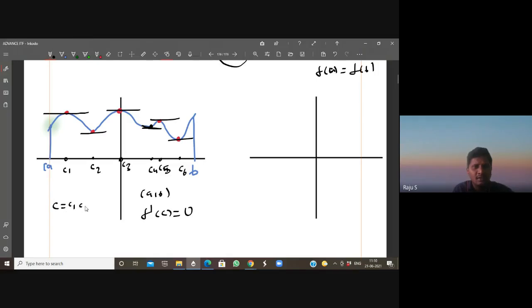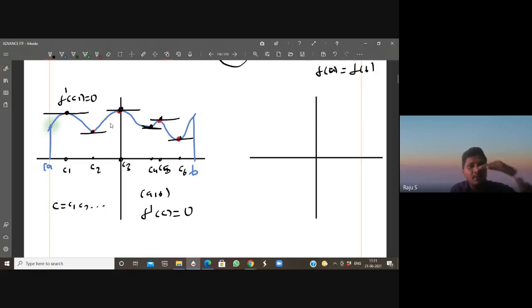C is equal to C1, C2, C3, because at C1 the tangent is parallel to the x-axis. Parallel to the x-axis means f dash of C1 is equal to 0, because of the slope value. What is f dash of C1? Slope at C1. The x-axis slope is 0. Then at the point C1, the derivative becomes 0. Here f dash of C2 is equal to 0, f dash of C3 is equal to 0, C4 equal to 0, C5 equal to 0, C6.